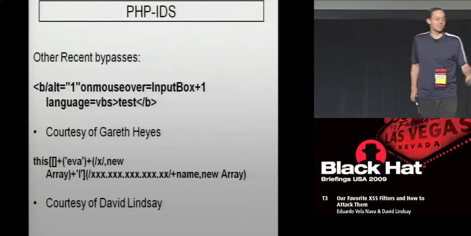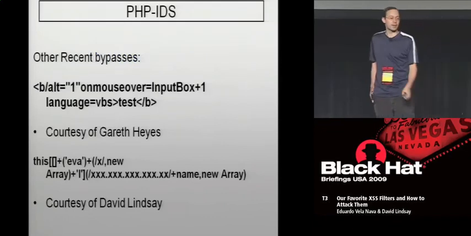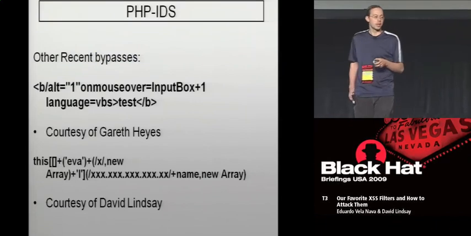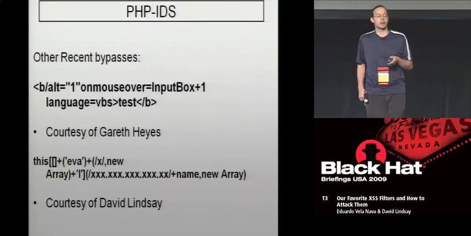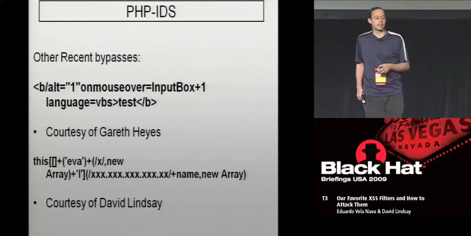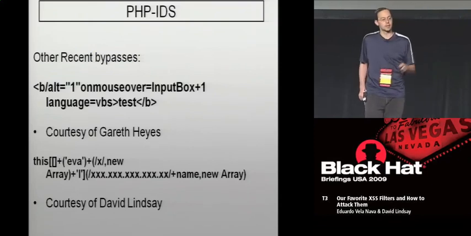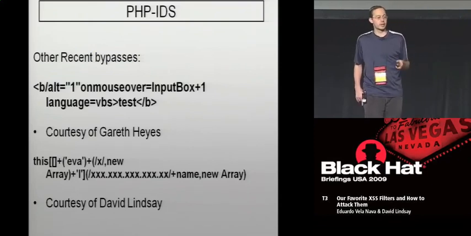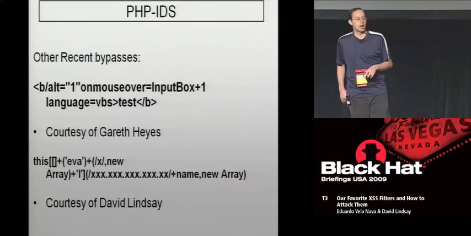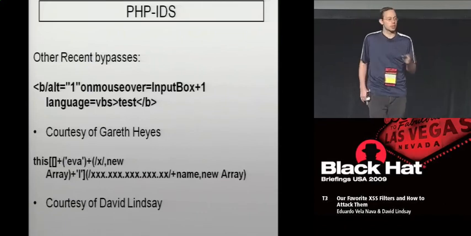Okay, so I wanted to include here a couple of other examples of how the filters are bypassed. These are just kind of cool because they each use some novel tricks. On the first one here, you see the VBS trick that we talked about earlier, using VBS, an event handler that got past it. It's now fixed. The second one is just a way of using regular expressions to hide things. That got past it a couple of months ago.